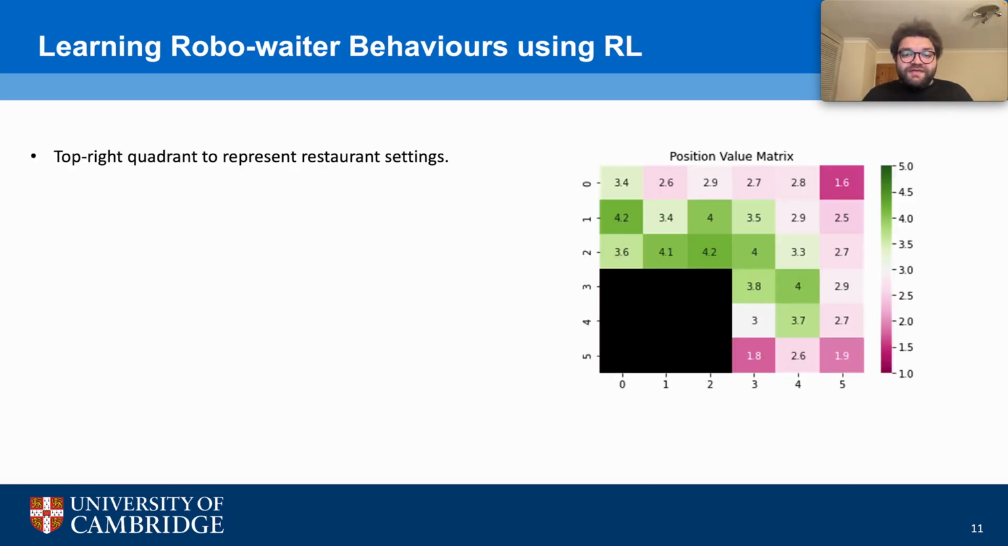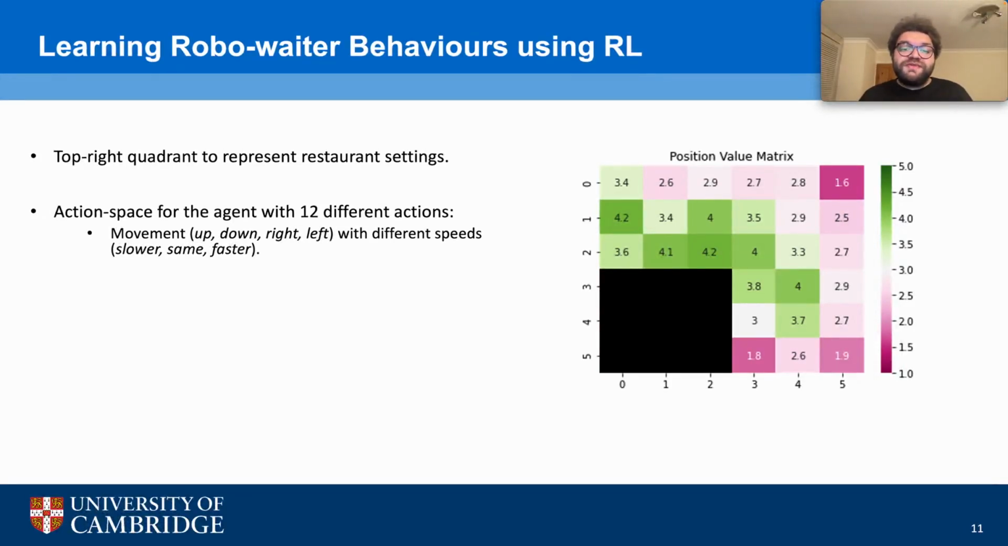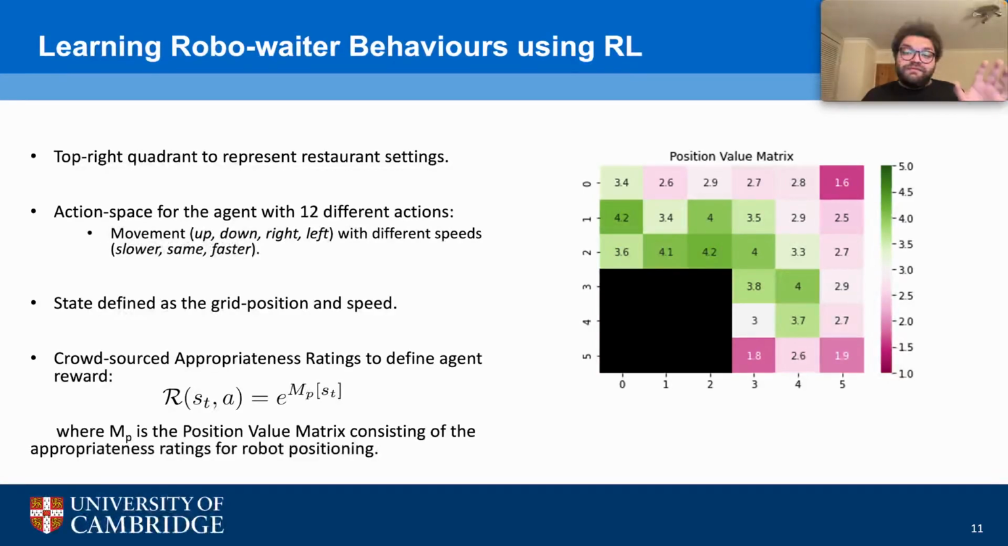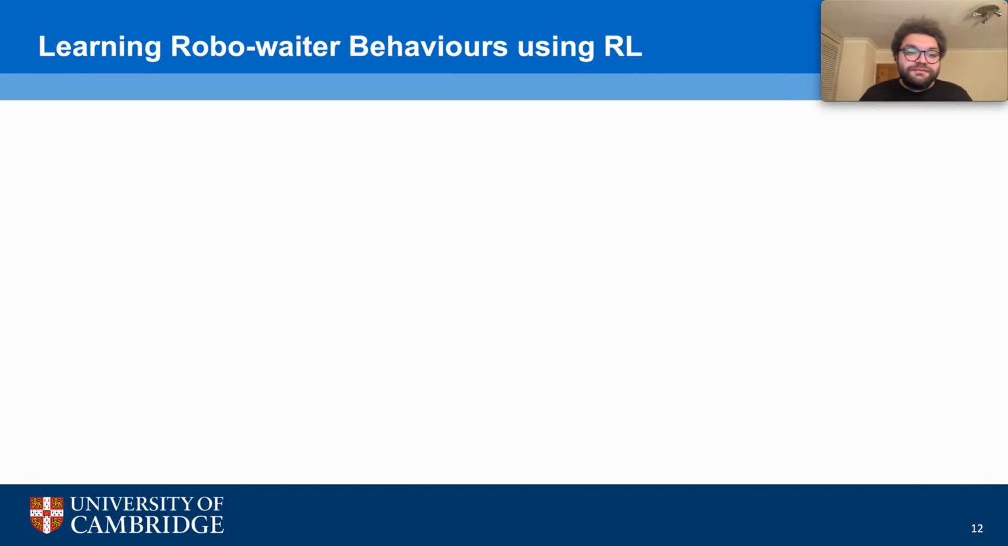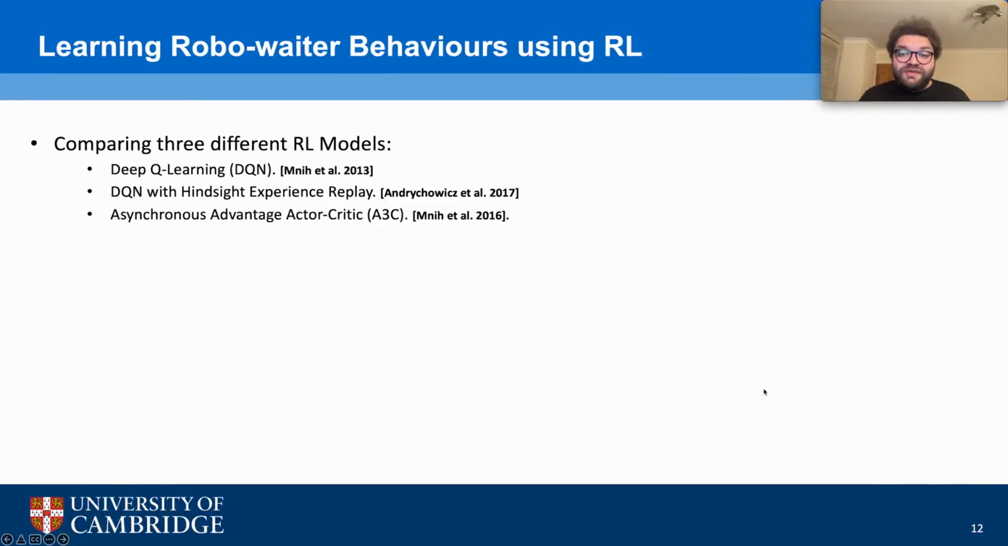To learn appropriate behaviors, making use of the annotations collected, we design a reinforcement learning problem where the top right quadrant is used to represent the restaurant settings. The action space for the robot in this environment is defined by moving up, down, right, or left at different speeds. At any given position and speed, the average crowdsourced appropriateness ratings are used to reward the agent to be in that particular state. To implement the behavior generation model, we compare 3 different reinforcement learning strategies. More details on these can be found in our paper.